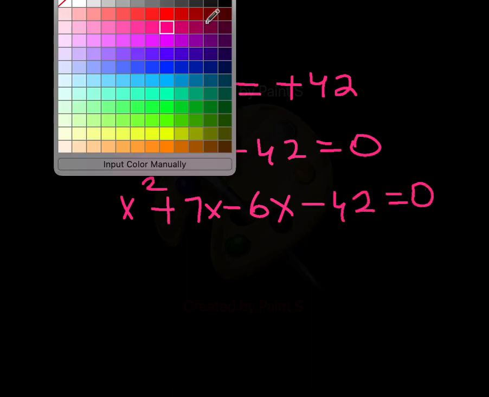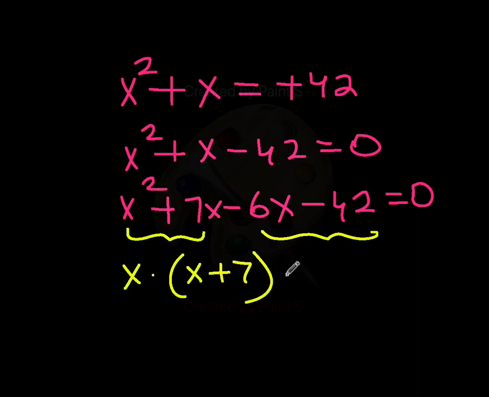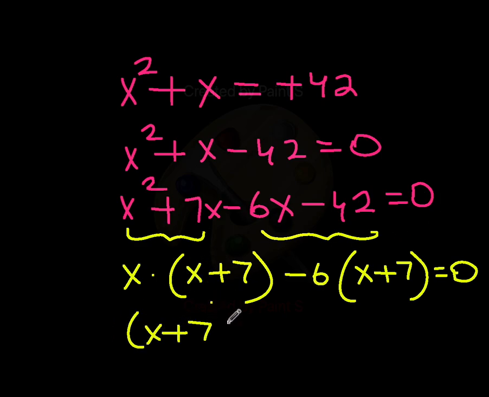Now from the first two terms, we can take x common. So if we take x common, we are going to get x plus 7. And now from the second two terms, we are going to take minus 6 common factor out. We are going to get x plus 7. Now if you take a look at x plus 7, we can take x plus 7 as a common factor out. Then we are going to get x minus 6 equal to 0.